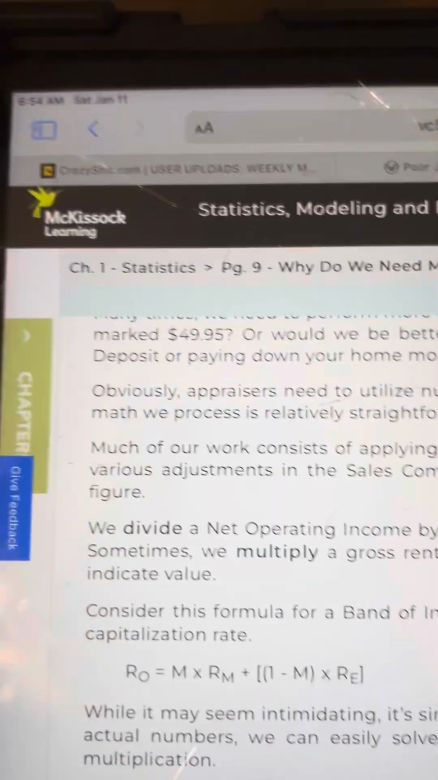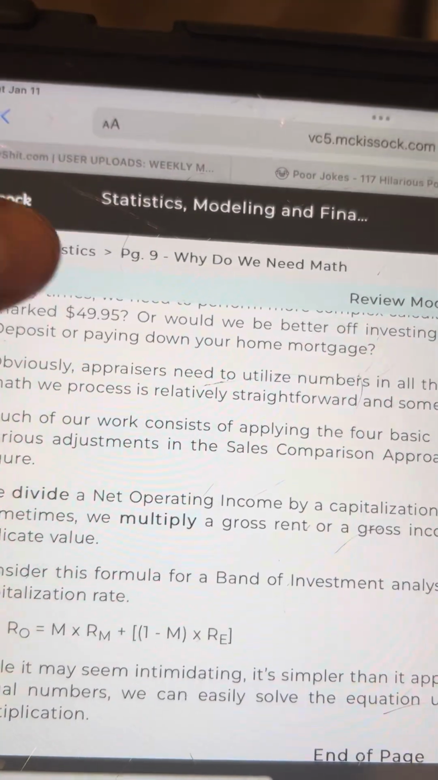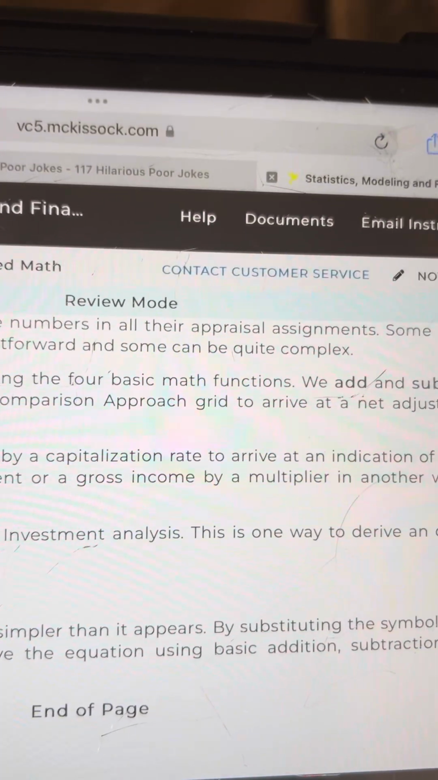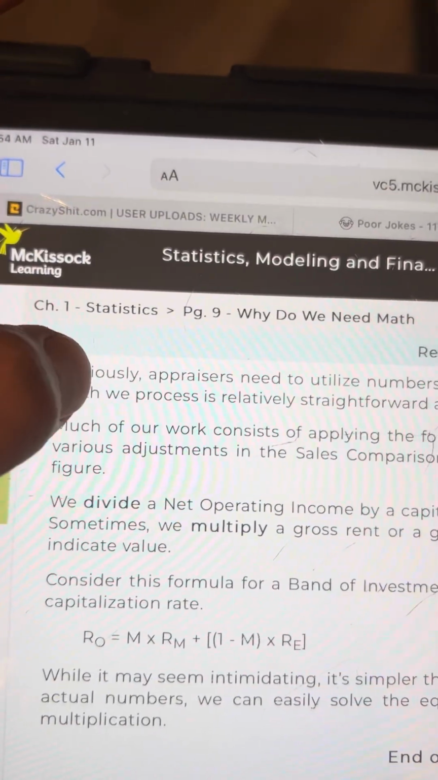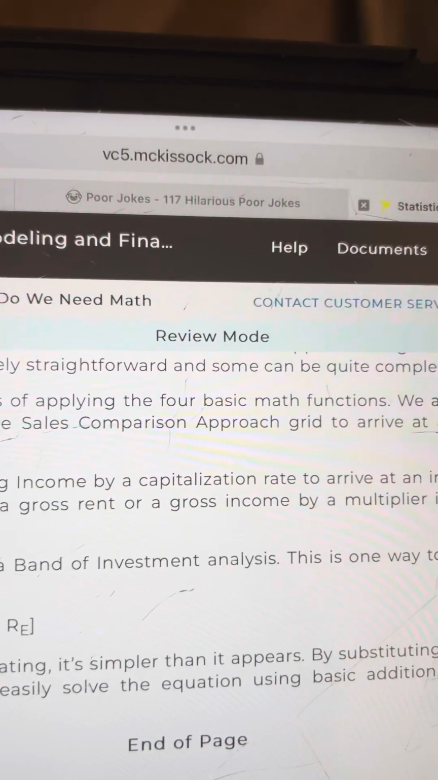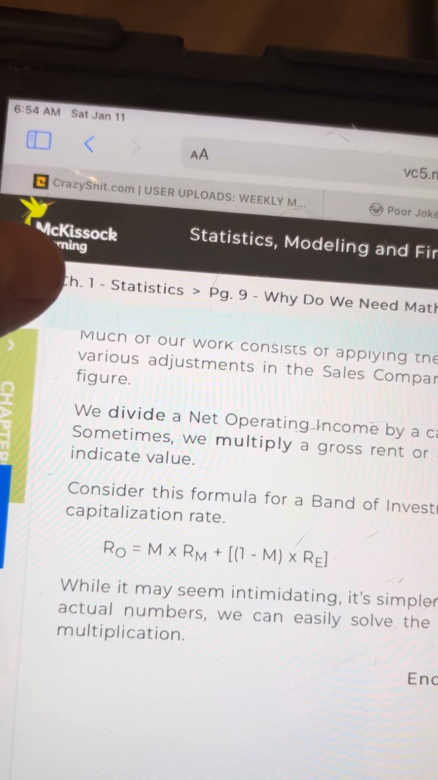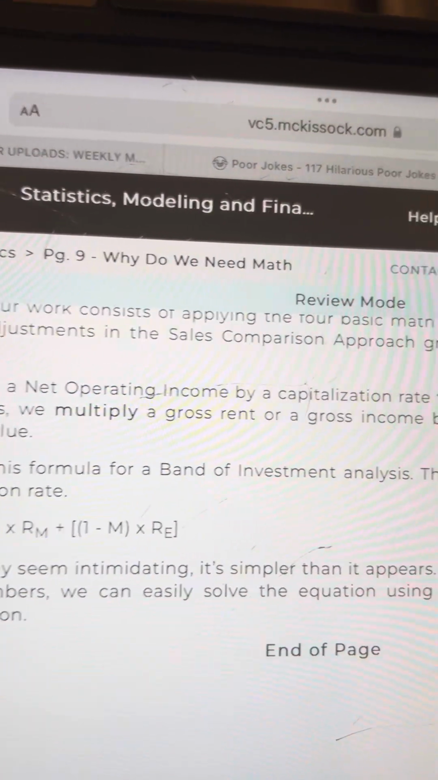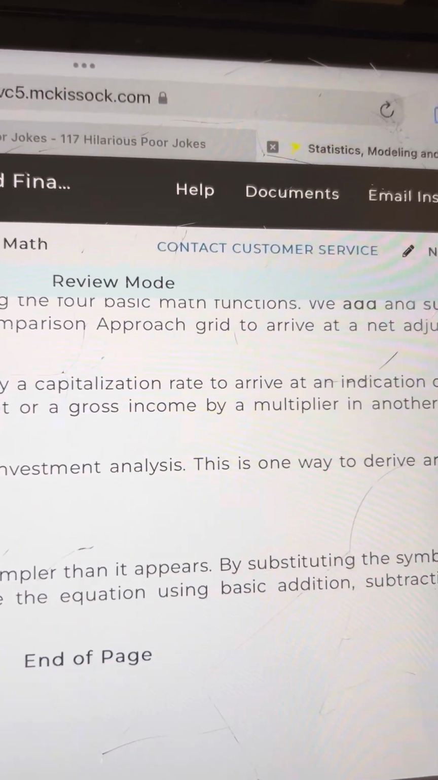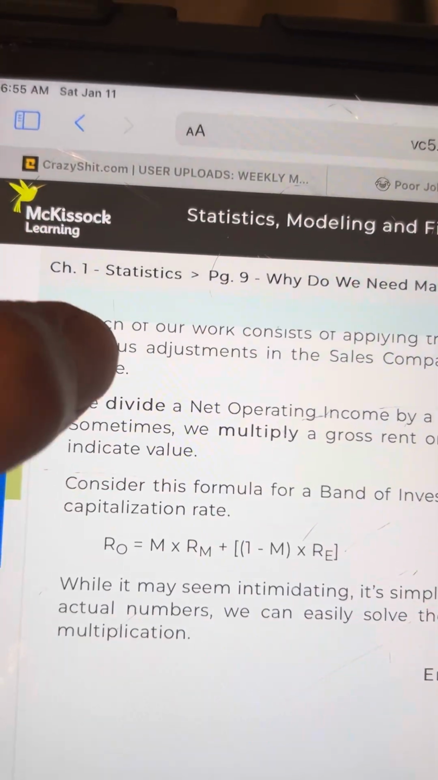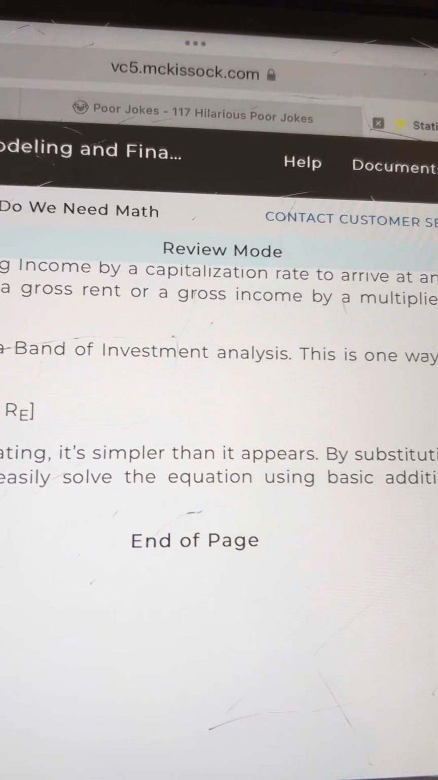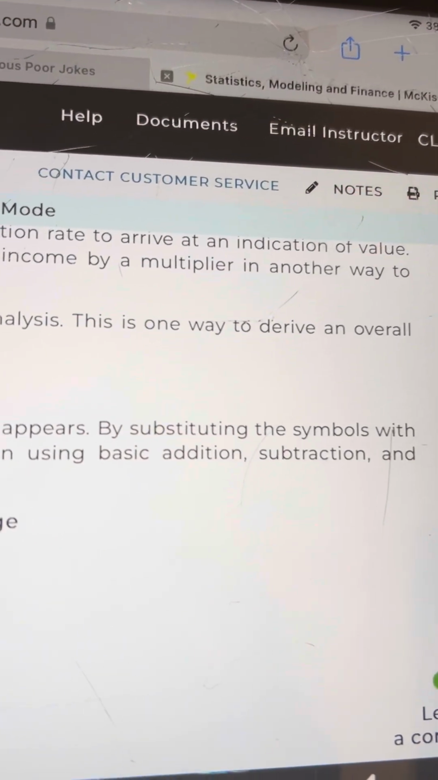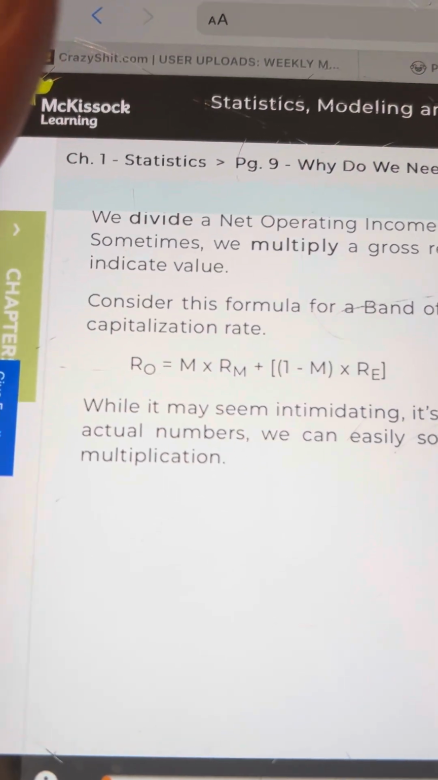Much of our work consists of applying the four basic math functions. We add and subtract various adjustments in the sales comparison approach grid to arrive at a net adjustment figure. We divide a net operating income by a capitalization rate to arrive at an indication of value. Sometimes we multiply a gross rent or a gross income by a multiplier in another way to indicate value.